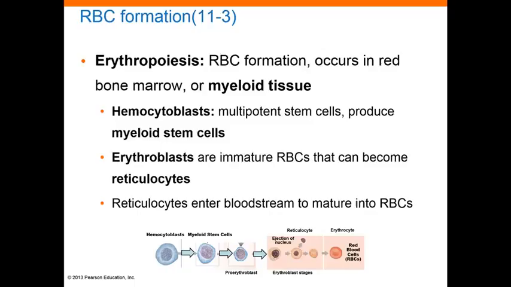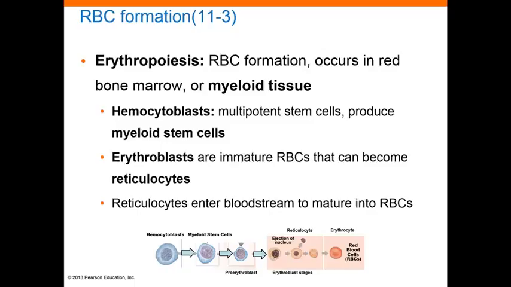The process of red blood cell formation is known as erythropoiesis. In adults, erythropoiesis only occurs in the red bone marrow or the myeloid tissue, specifically in the vertebrae, sternum, ribs, scapula, pelvis, and the proximal limb bones. Red blood cells result from a division of hemocytoblasts, or multipotential stem cells, in red bone marrow.